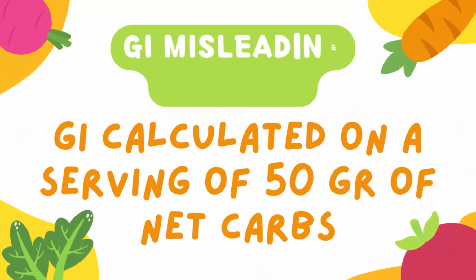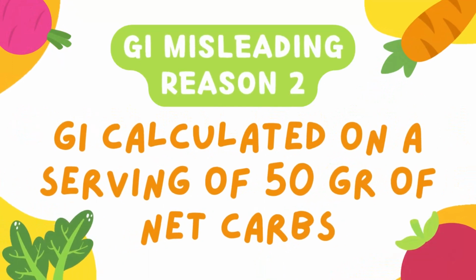Reason number 2, and this was a game changer for me. GI value is calculated on a serving of 50 grams of net carbs. What does it mean? Well, first of all, what's net carbs? Net carbs is the total carbohydrate of the food minus the fibers. We explained in a previous video that fiber is a carbohydrate, it's a complex carb, but has a different function within the body.